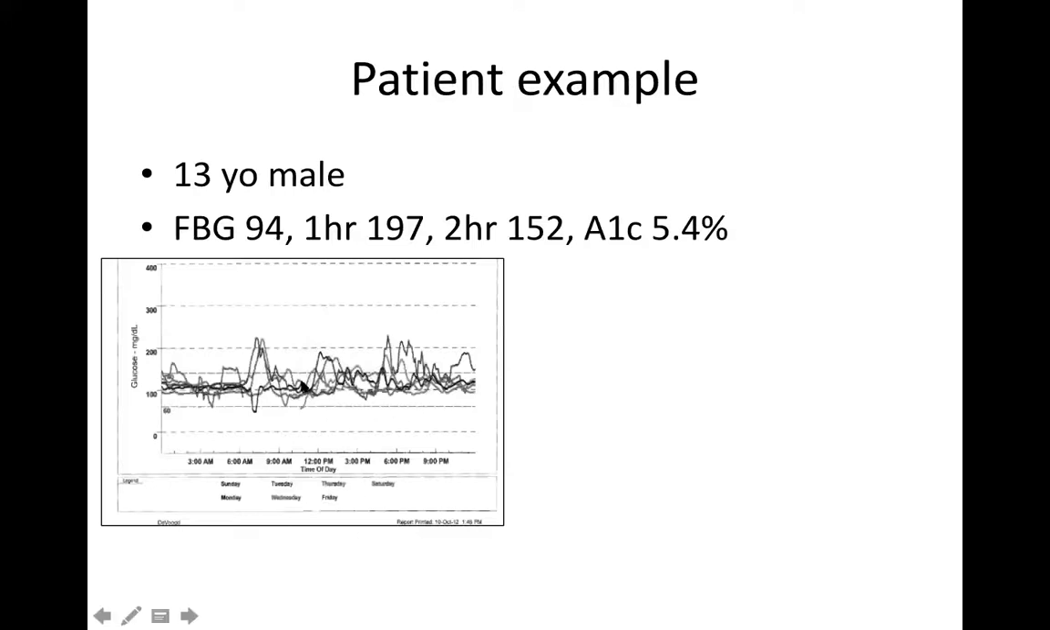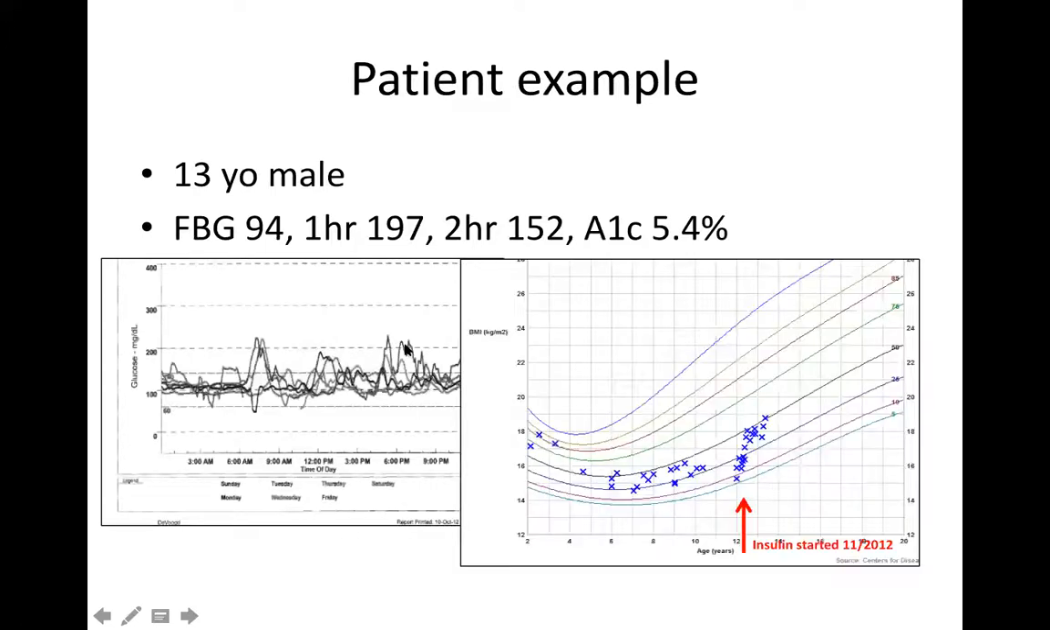And when they did a continuous glucose monitor, you can see he had frequent spikes of blood sugar greater than 200. The decision was made for this patient to start insulin, and you can see his body mass index rose precipitously after he started on insulin.